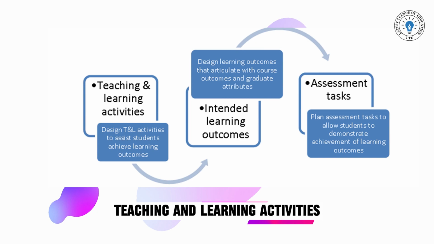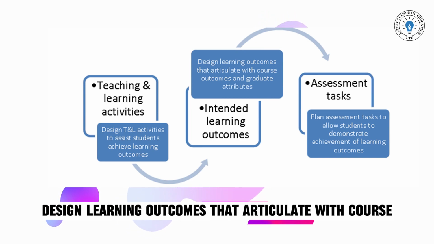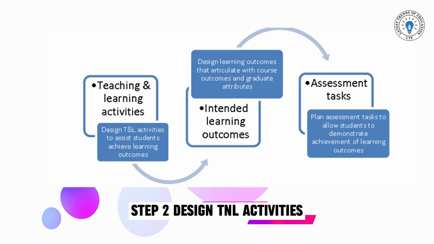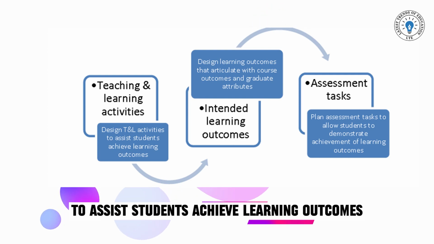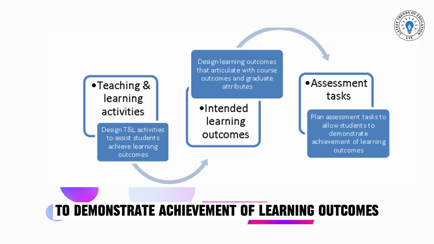Teaching and Learning Activities Diagram. Step 1. Design learning outcomes that articulate with course outcomes and graduate attributes. Step 2. Design TNL activities to assist students achieve learning outcomes. Step 3. Plan assessment tasks to allow students to demonstrate achievement of learning outcomes.